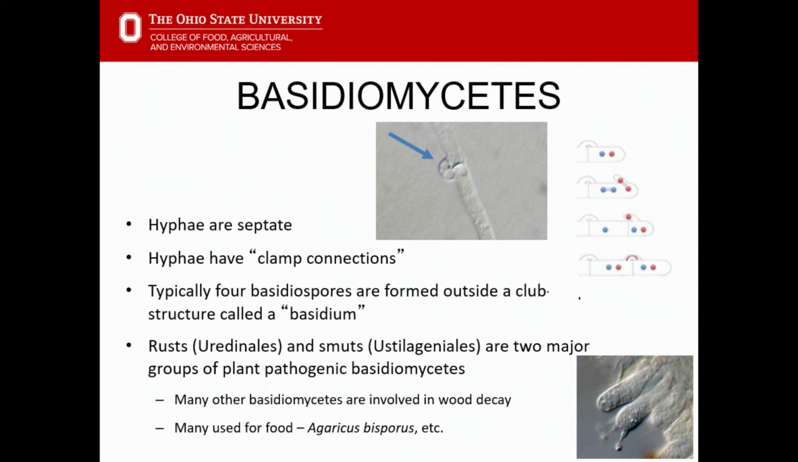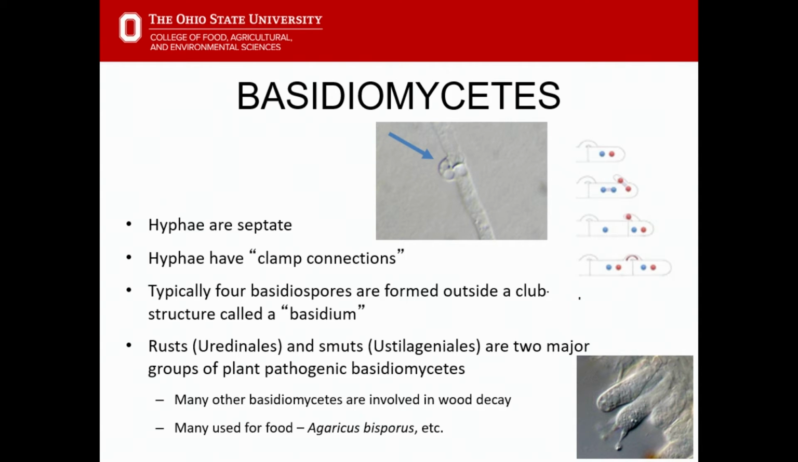Hyphae are septate, but Basidiomycetes have evolved a mechanism that allows the exchange of nuclei upon mating of hyphae of different mating types. The arrow in the micrograph points to a clamp connection, and the diagram to the right details the redistribution of nuclei. The sexual reproductive structure in Basidiomycetes is a basidium, which typically produces 4 basidiospores.